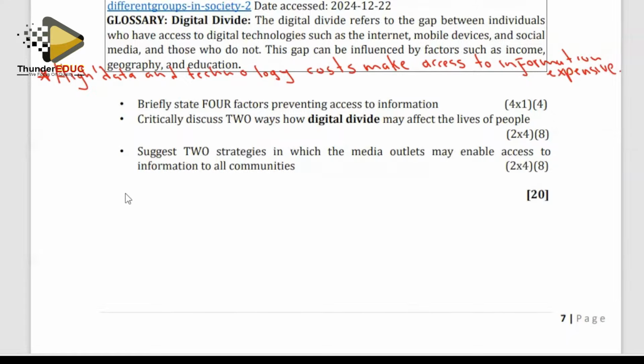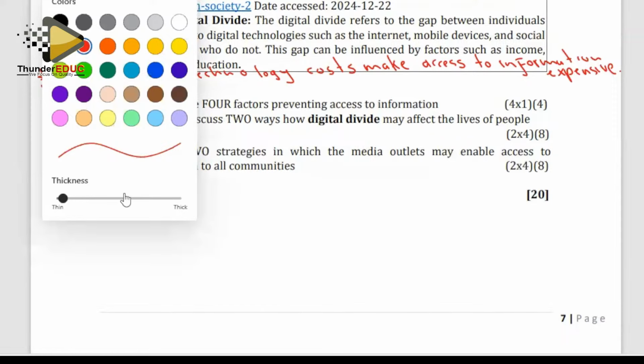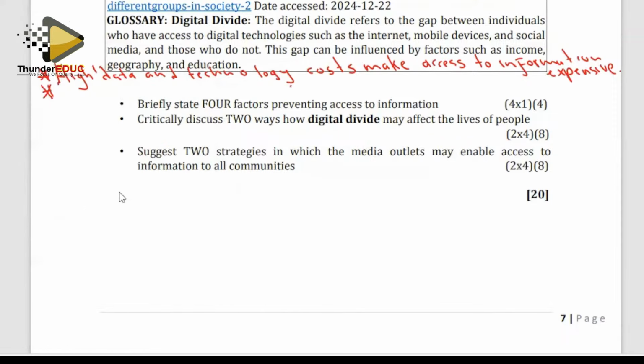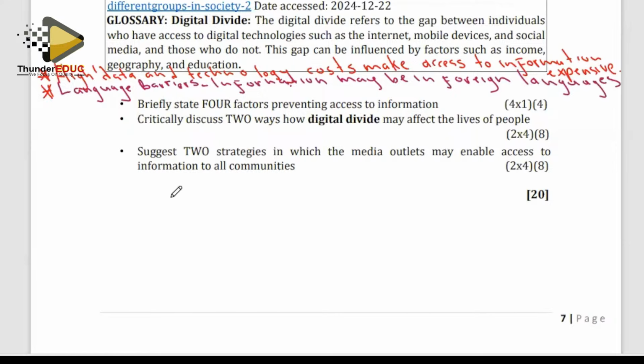Then we also have the second factor, being the issue of language barriers. Information can be in the form of languages which people cannot understand, maybe foreign languages, which makes it difficult for those who don't speak those languages. For example, most of the news which you come across is presented in the English language. So there are some communities with a language barrier, whereby people cannot effectively communicate using English.